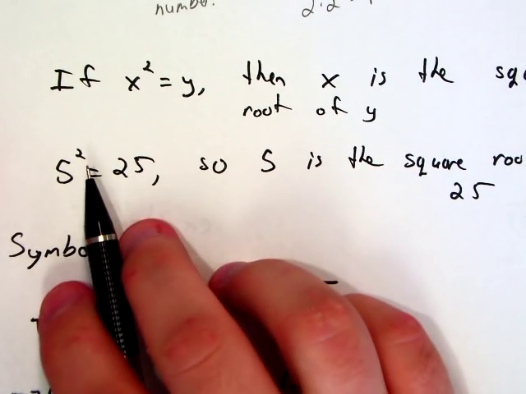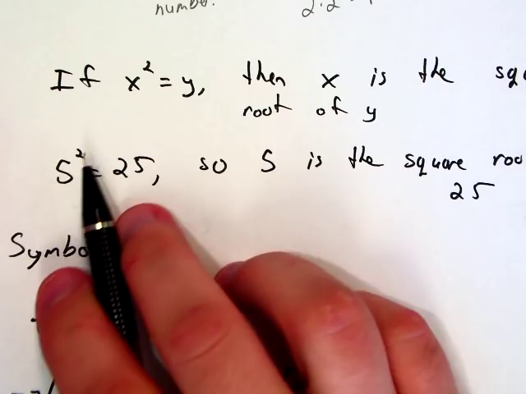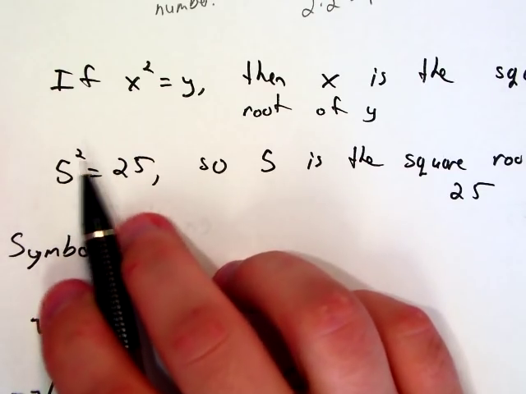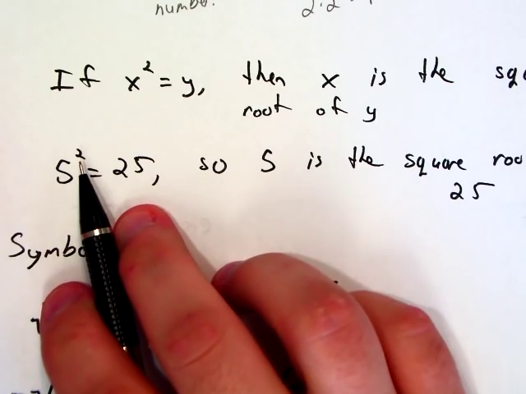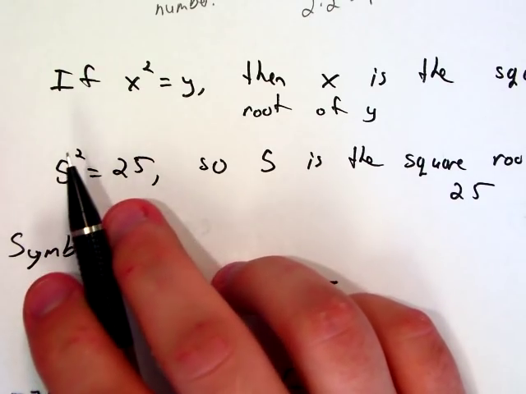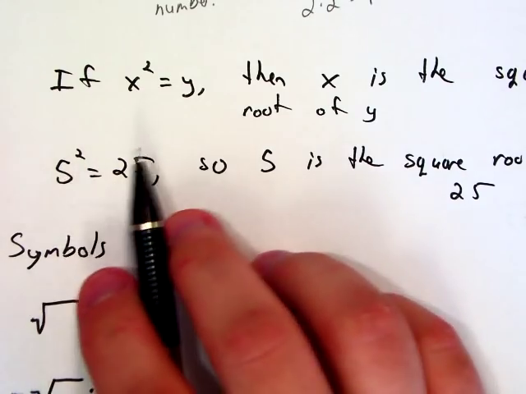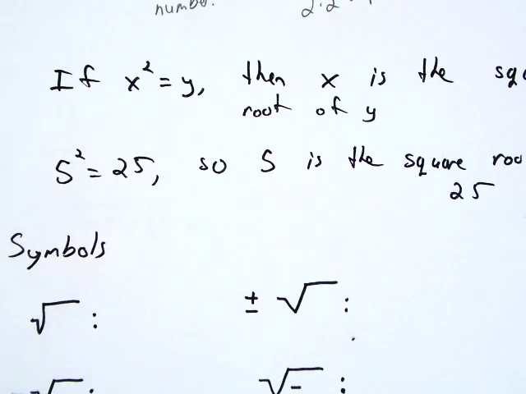Same thing here. 5 squared is 25. Remember, this exponent here talks about how many times the base gets multiplied together. So the exponent is 2. So this would be 5 times 5. So 5 would be the square root of 25.